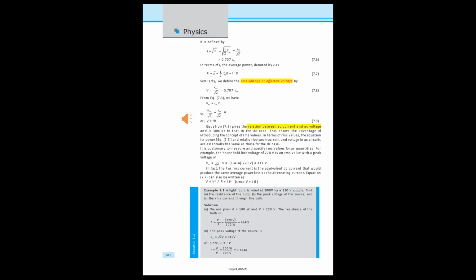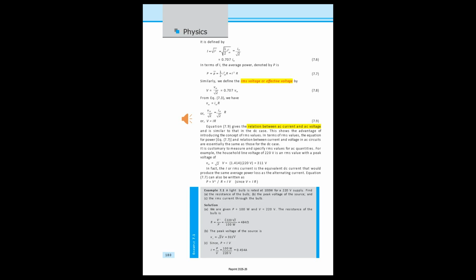It is defined by I equal to root of I square bar, and that's equal to root of half Im square, and that's given by Im by root 2, and that value is given by 0.707 into Im. In terms of I, the average power denoted by P is given by P equal to P bar, that's equal to half Im square R, and that's given by I square R.